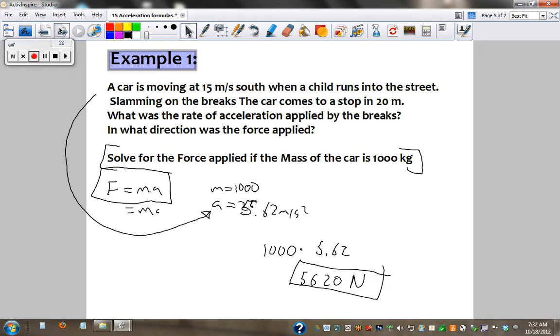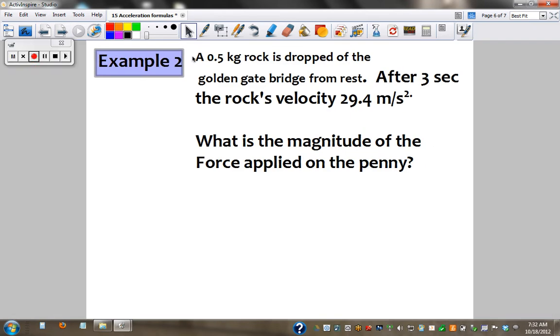So let's try another one. Okay, what are we trying to find? First thing, what's our question? Question is F equals question mark. What's the magnitude of the force applied? Formula for that is F equals ma.